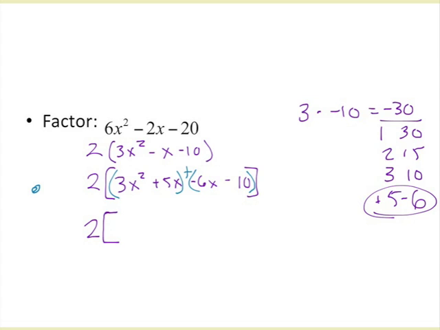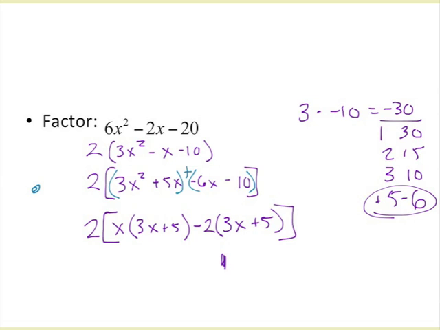What's in common in that first blue group? X squared. X. So x comes out and leaves 3x plus 5. What's in common in the second group? 2, and we have a leading negative, so we're going to take out a negative 2. When we divide by negative 2, what's left in there? Positive 3x plus 5. Which is good, because those should always match. If they don't match, you've done something wrong.